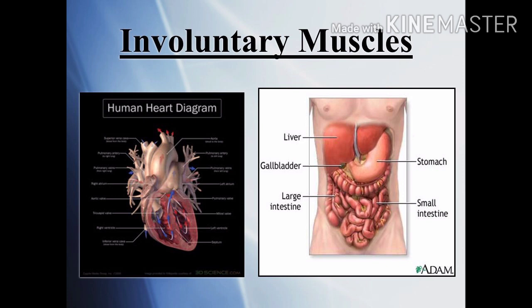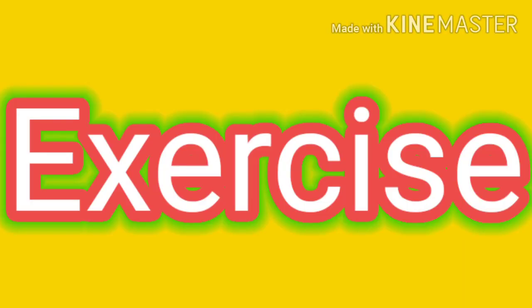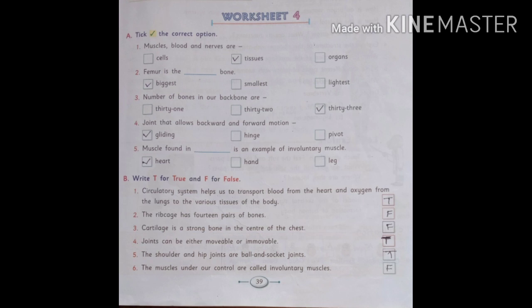Now we have to discuss the exercise given at the end of the chapter. First question is tick the correct option. First one, muscles, blood and nerves are. The correct option is tissues. Second, femur is the dash bone. The correct answer is biggest. Third, number of bones in our backbone are. The correct option is 33.